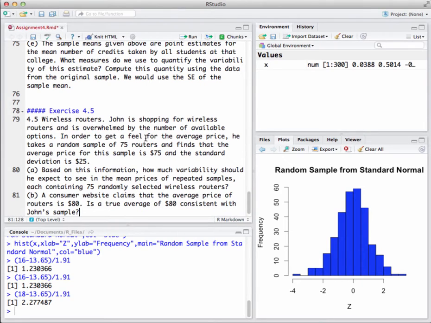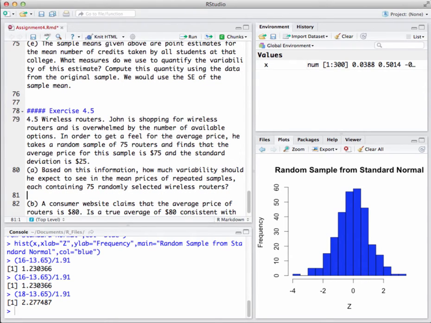In order to get a feel for the average price, he takes a sample of 75 routers and finds that the average price for the sample is $75 with a standard deviation of $25. So based on this information, how much variability would he expect to see in the mean prices of repeated samples, each containing 75 randomly selected wireless routers? Okay, so what would he expect there?